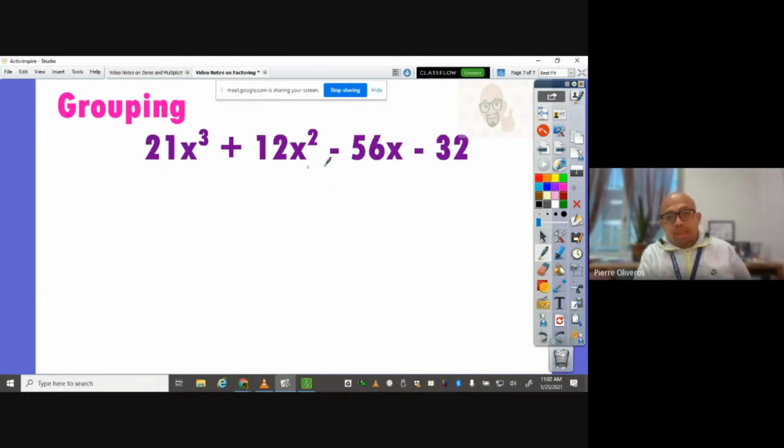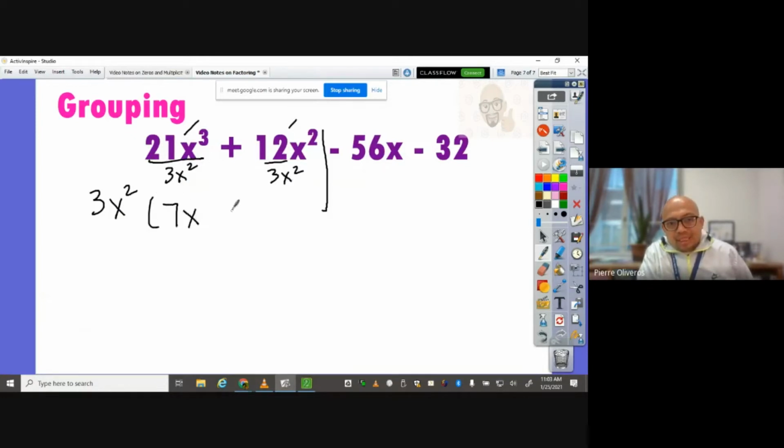21x cubed plus 12x squared minus 56x minus 32. Again, factor by grouping, split them into two. 21 and 12 have a common factor, which is 3. x cubed, x squared, it will be x squared. Now we divide this by the GCF, 3x squared, divide by 3x squared. That gives us 7x plus 4. And here we expect that this will be 7x plus 4, but let's do it the right way.